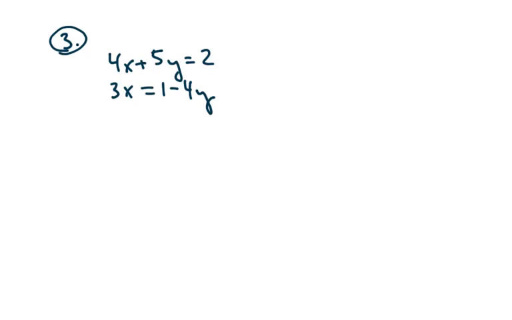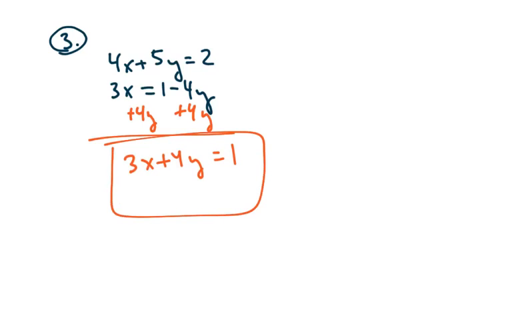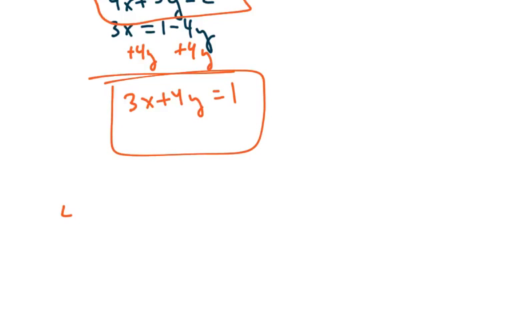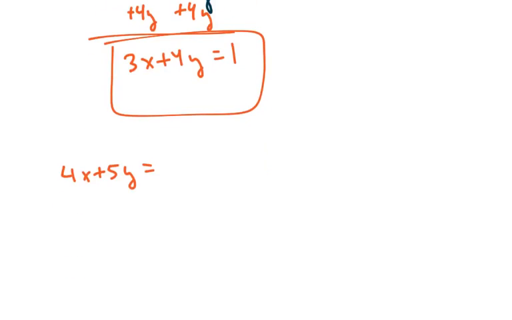You can rearrange however you want, but it's pretty clear here that if I just add 4y to both sides, I get 3x plus 4y equals 1, and that's going to work very well with this top equation. So now that we have those two, let's just rewrite them together. 4x plus 5y equals 2, and 3x plus 4y equals 1.